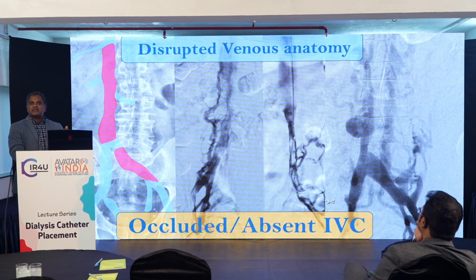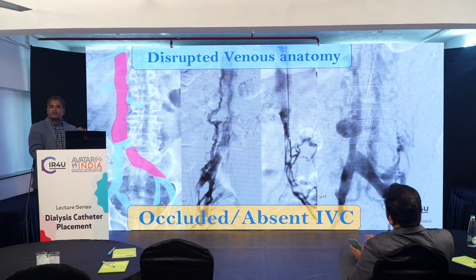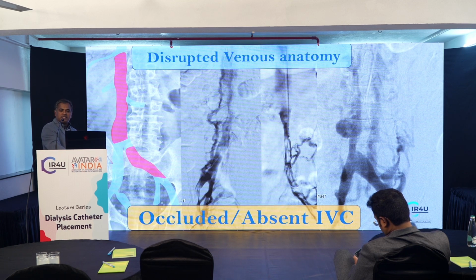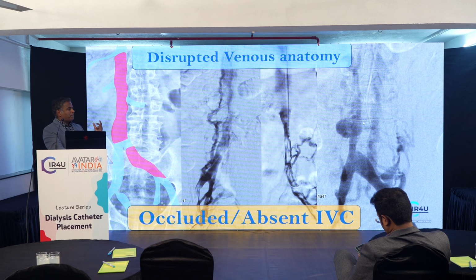Likewise, you can see the same scenarios in infradiaphragmatic IVC occlusions. They all start with occlusions, thrombosis, stenosis, collaterals, and finally there's nothing left in the infradiaphragmatic region. As you can see in this picture, the second and third one is completely occluded. This patient has a chronic IVC filter which is thrombosed, and everything has been collateralized. Here, there's no patent IVC, it's all been collateralized by the azygos system and hemiazygos system.